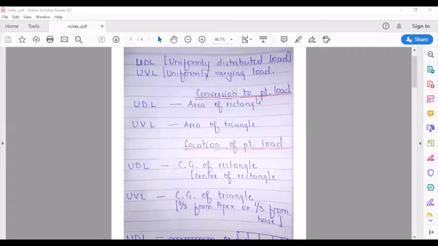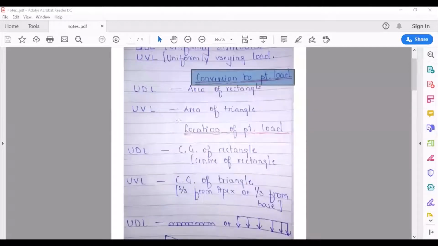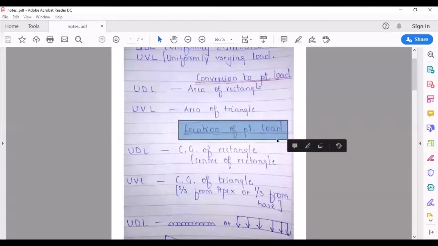So two things are very important in this. The first thing is conversion to point load, and the second is location of that point load. So two things are to be understood very clearly.